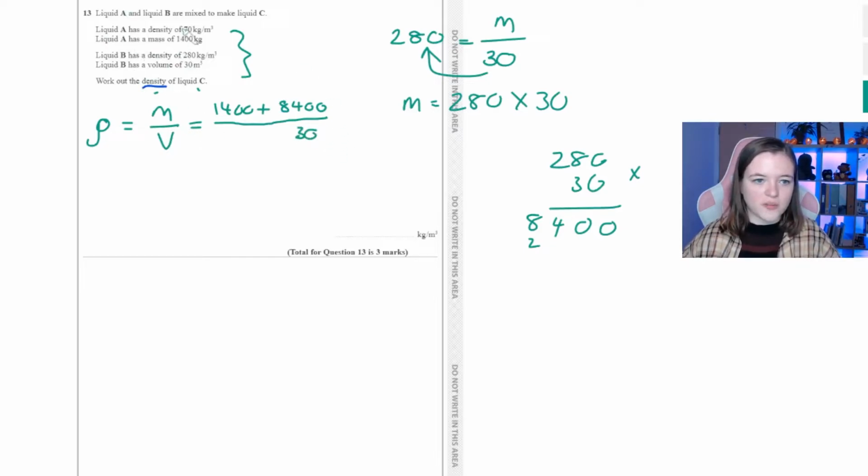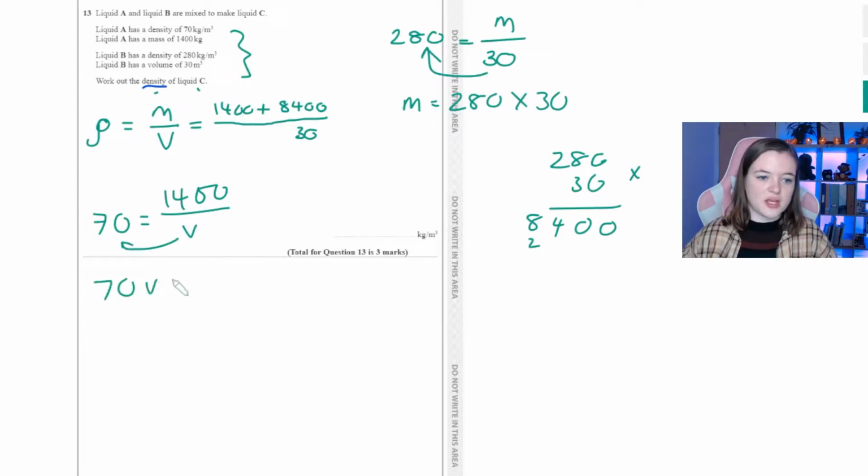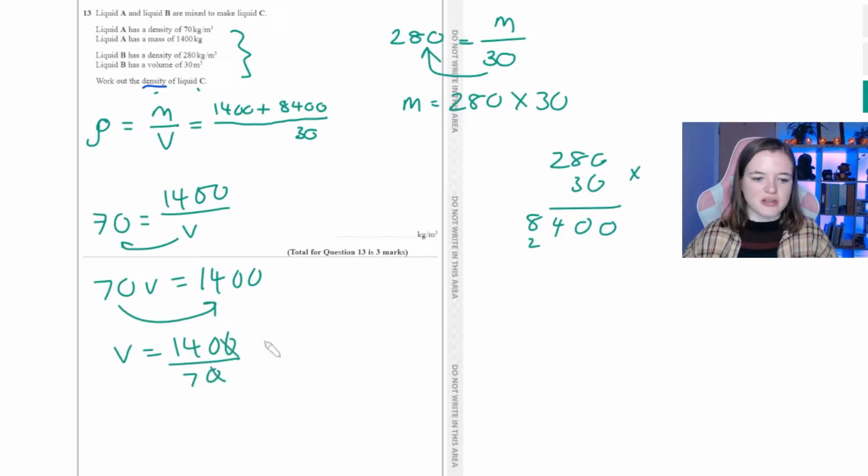Let's work out the volume of A. So density of 70 is equal to mass of 1400 divided by the volume. So I'm going to do a bit of a switcheroo, times that up there, which is 70V equals 1400, and then divide that down there, which is V is 1400 divided by 70. That's 140 divided by 7, which is going to be 14 over 7, that's 2, add a 0, 20. Then I've got 20 plus 30, I'll bring that back up here.